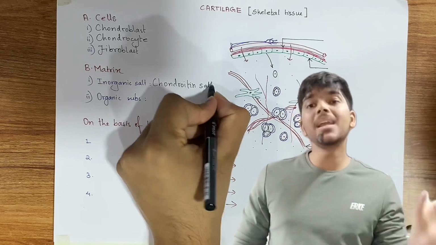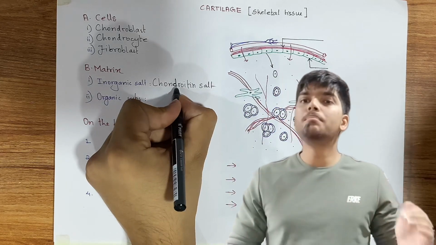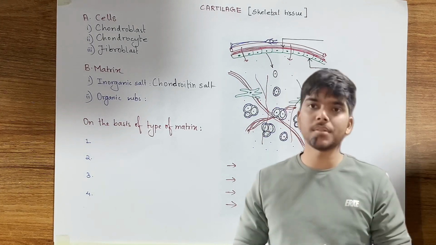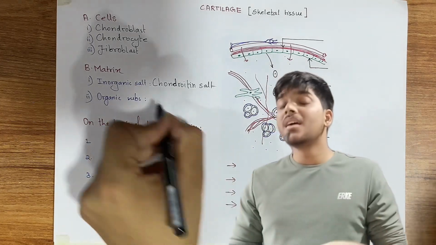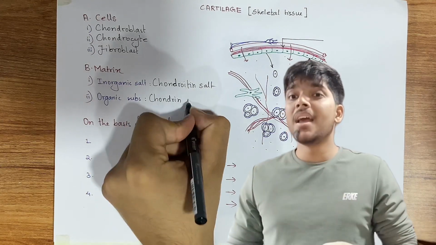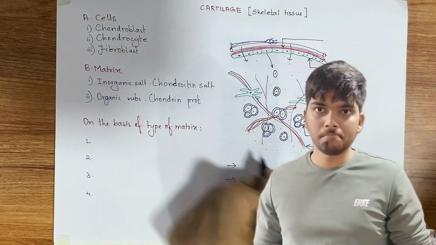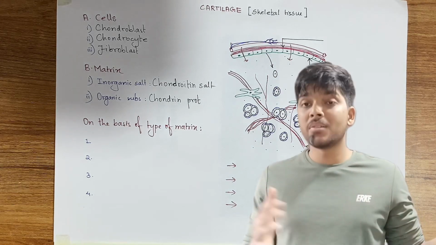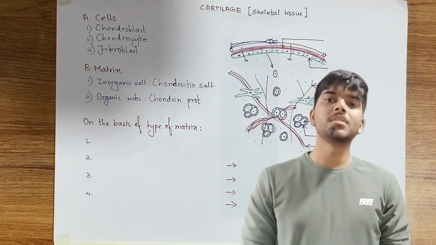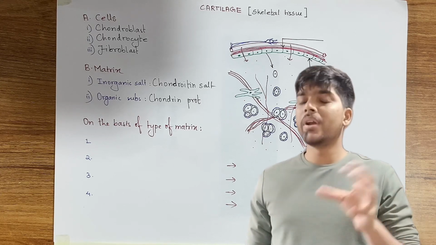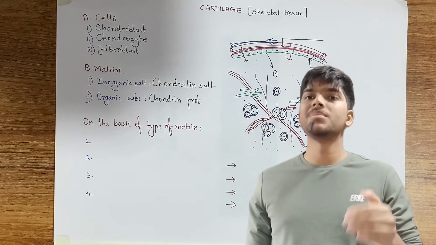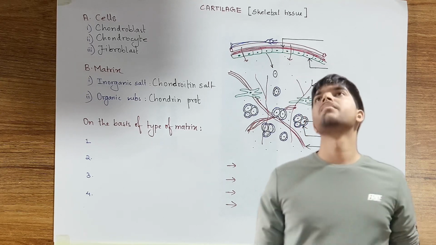In bone, the organic part of the matrix contained the bony matrix protein, osteen. In case of cartilage, the protein found in the matrix forming the organic portion of the cartilage is chondrin protein. So you can see the similarity, right? So the cells are chondroblast, chondrocyte and fibroblast, and the matrix is composed of inorganic chondroitin salt and organic portion, that is your chondrin protein, which forms the matrix protein of the cartilage.